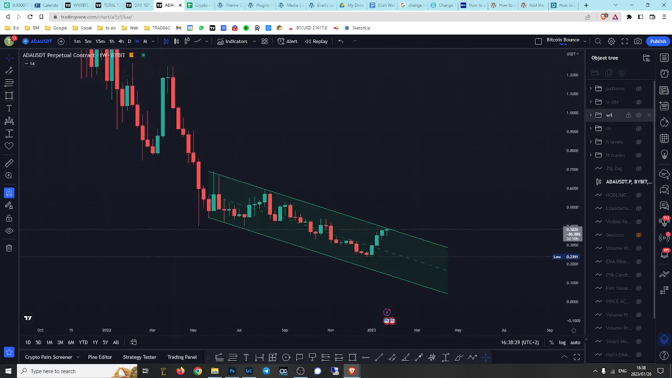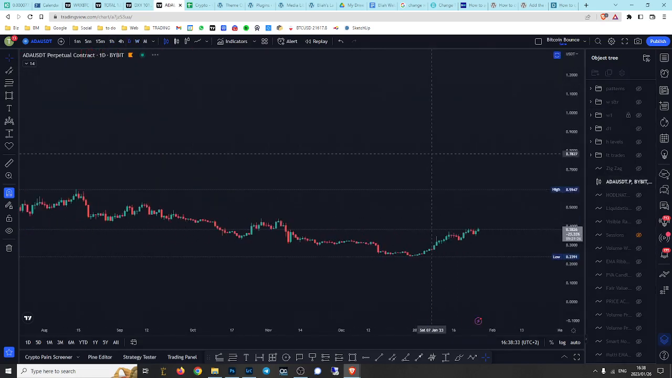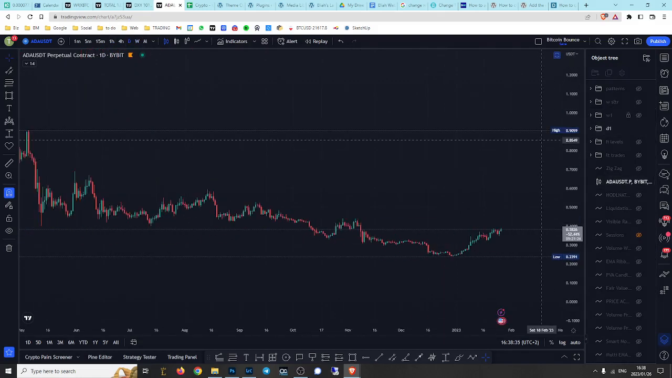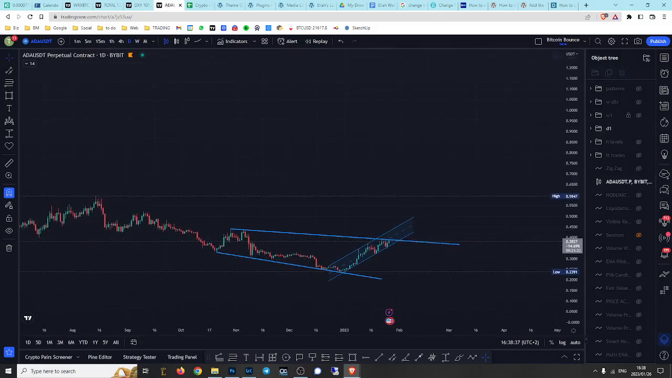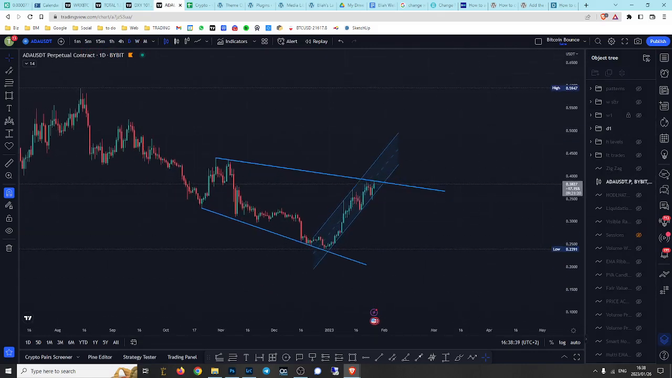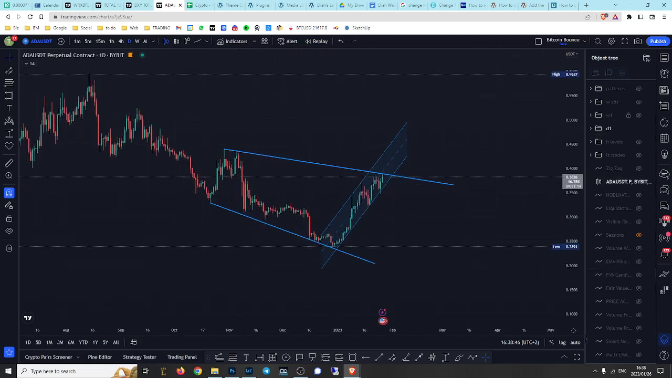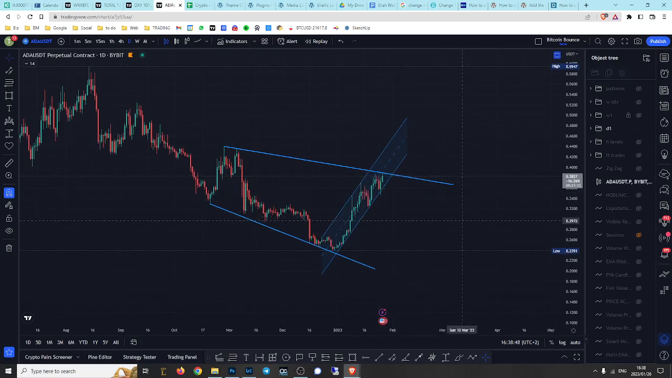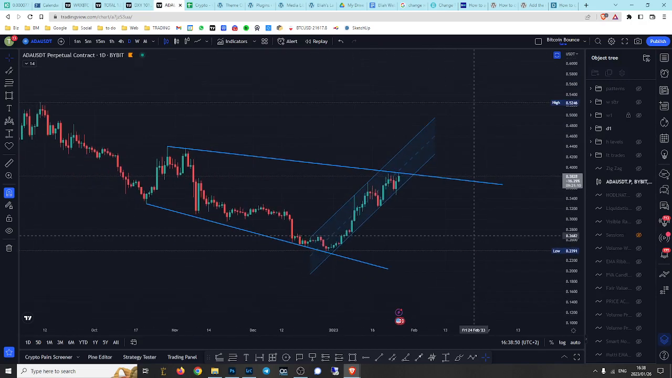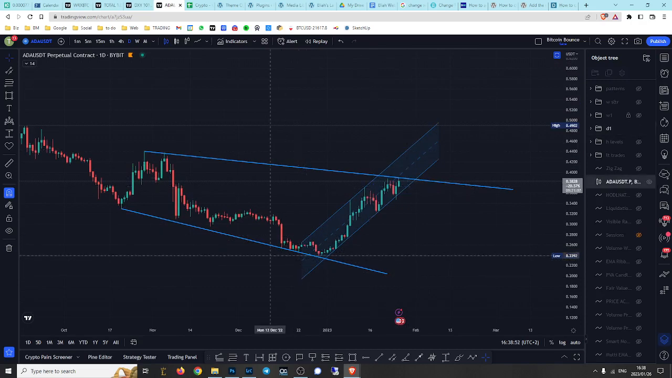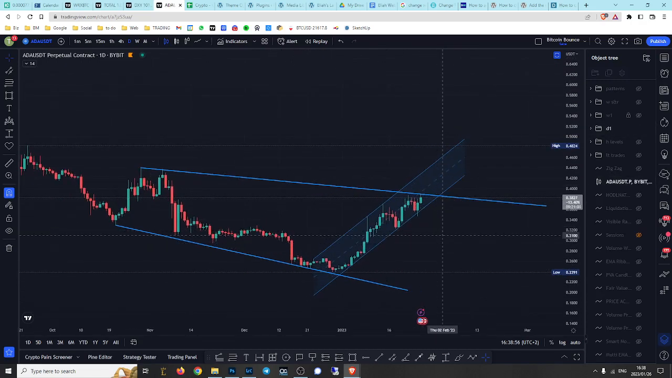Then I would put that in its own little folder, turn it off, and go to the daily. On the daily, I've found this wedge pattern, which I don't think is very reliable. I don't like it much, but anyway, it could be. A falling wedge would break to the upside, and then also this last bit is trading within this parallel channel to the upside.